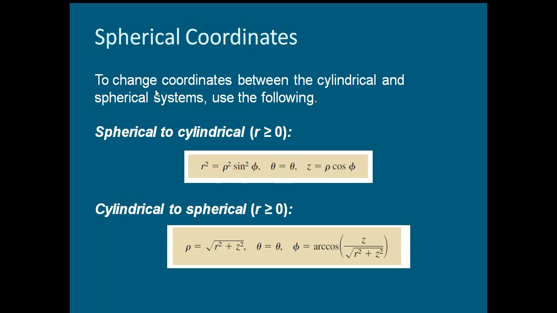Now, to change coordinates between the cylindrical and spherical systems, we use the following. Spherical to cylindrical: r has to be greater than or equal to 0. r squared is rho squared sine squared phi. Theta is going to be theta and z is rho cos phi. Cylindrical to spherical: again r is greater than or equal to 0. Rho is square root of r squared plus z squared. Theta doesn't change. Phi is cos inverse of z over square root of r squared plus z squared.